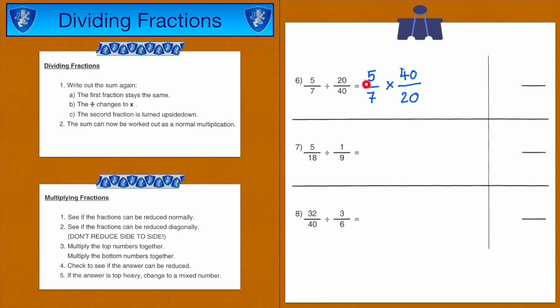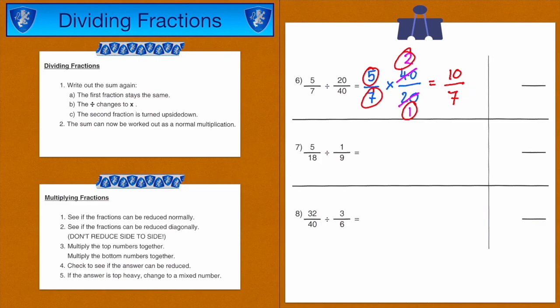40 and 20 can be divided by 20. If you divided it by 10, you could sort it out when you get your answer, but let's just do that to make it easy. And then 5 and 11 we can't do, and 7 and 2 we can't do. So we work it out as before. So we've got 5 times 2 is 10. And at the bottom we've got 7 times 1 is 7. So the top number is bigger than the bottom number. So this means this fraction is improper, or top heavy, sometimes it's called.